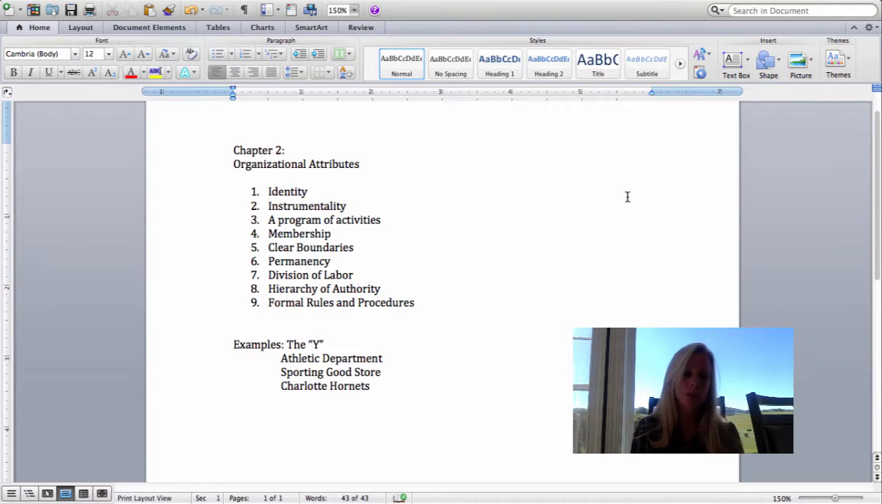And then I just threw out a professional team, the Charlotte Hornets. And so we'll kind of go through these 9 attributes and look at these more in depth. So with identity, as you read in your book, you're looking at more so the organization's goals and objectives. It's important that you understand that the identity of an organization or your organization as a sport manager isn't defined by who you are as a sport manager or who the elected officials are, because those change year to year.